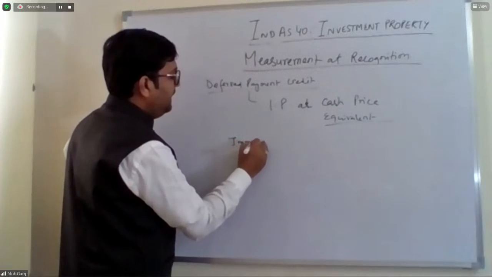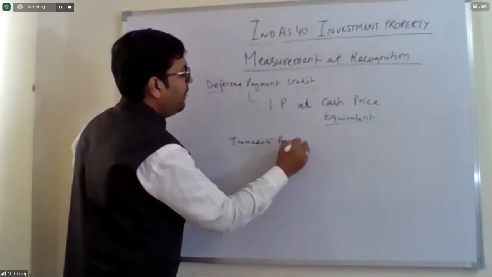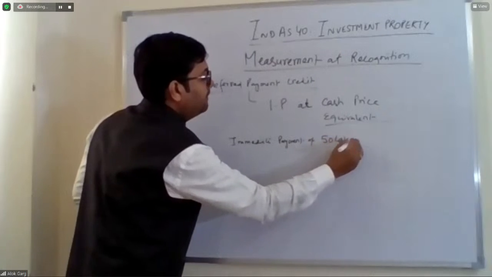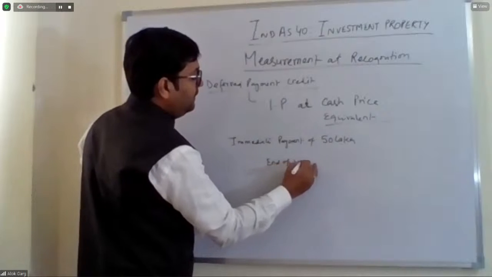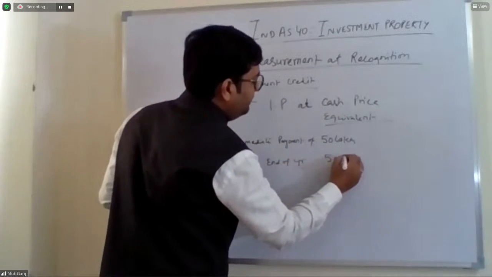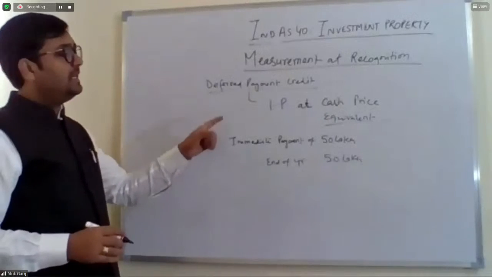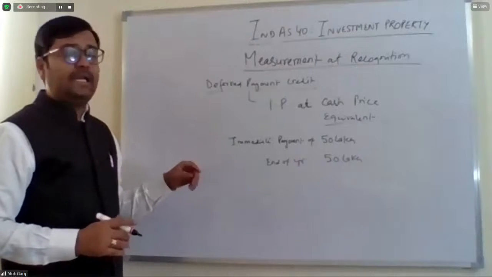So the company is paying an immediate payment of 50 lakh, and an end of the year payment of 50 lakh. I'm just taking an example. So in this case, what is the cash price equivalent? If the cash price equivalent is not known, how will it be calculated?